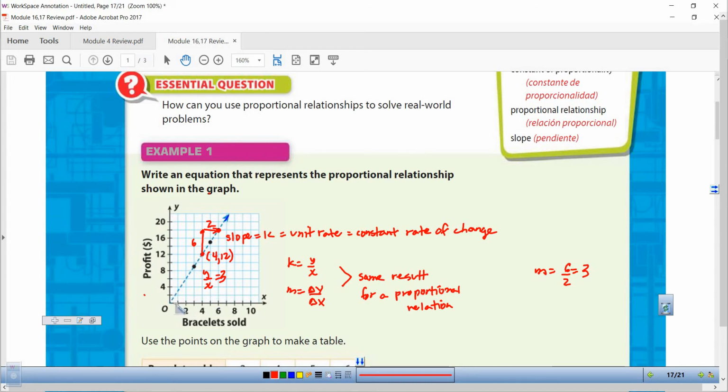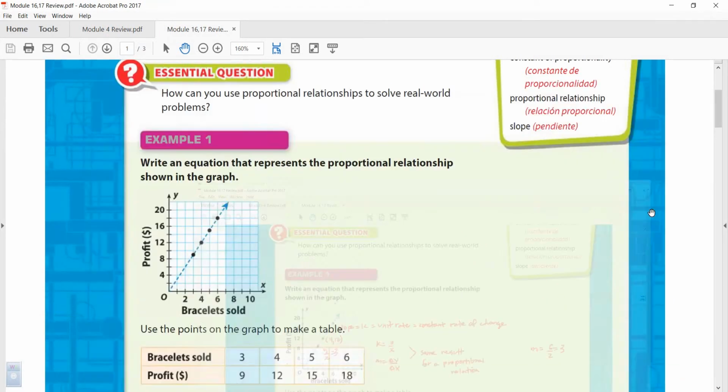When you're finding slope, you must look at the scales. And if the scales are not the same, which they are not, this one goes up by 2s, this one goes up by 1s, then you cannot just count the boxes, okay? So in this case, the constant of proportionality, 12 divided by 4 was 3. In fact, for any of these points here, if you take the y divided by x, you're going to get 3, and the slope is 3 as well.